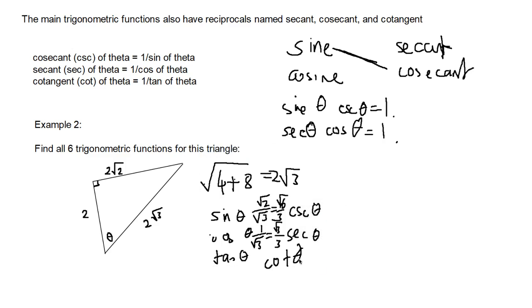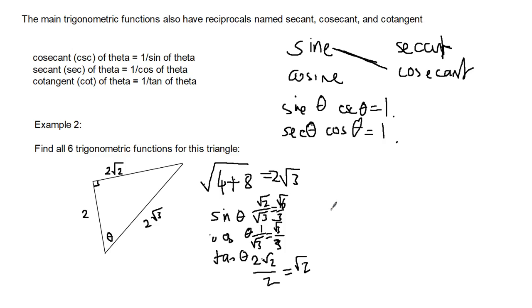Tangent of theta is equal to, let me move these out so it isn't extremely messy. Oh my god, these are grouped. Let's just erase it. Okay. So tangent of theta is equal to opposite over adjacent, which is 2 square root 2 over 2. So 2 square root 2 over 2, which is just square root 2.